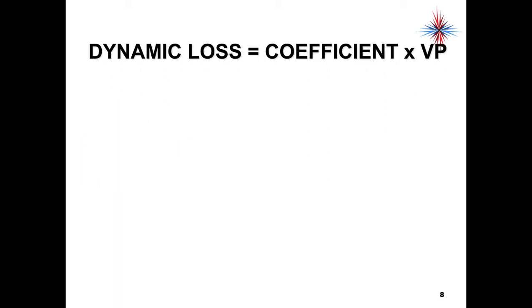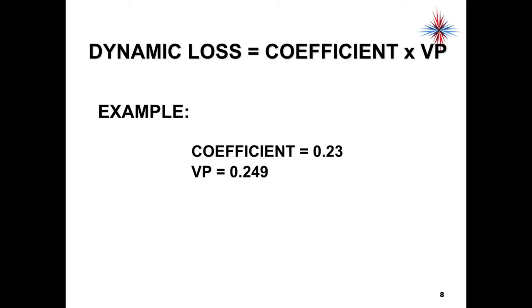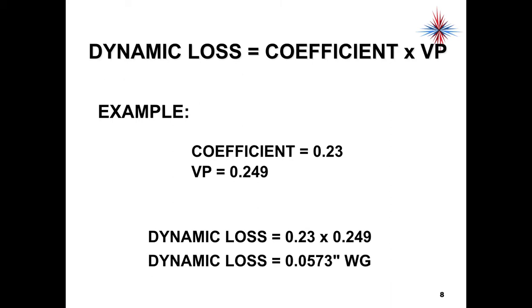So the dynamic loss is coefficient times velocity pressure. My coefficient is 0.23. My velocity pressure is 0.249. My dynamic loss is 0.23 times 0.249, for 0.0573 inch water gauge or water column.